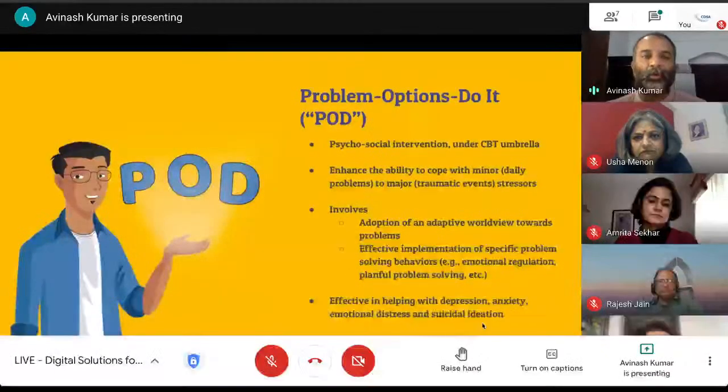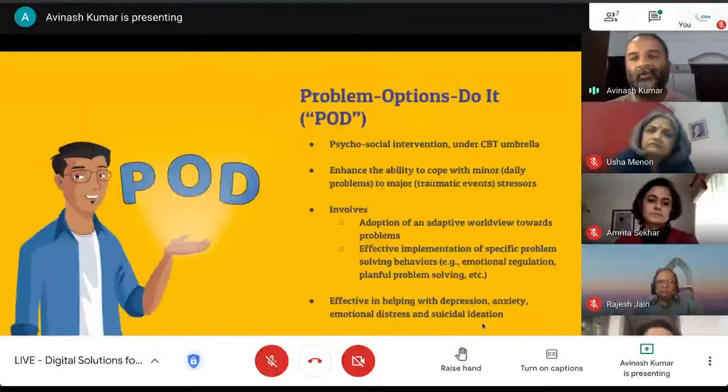So just a quick overview of the project. POD stands for Problems, Options, and Do It. It's essentially a psychosocial intervention under the broad umbrella of CBT. And our idea here is to create 4 or 5, and more right now in the testing, at least 4 to 5 different vignettes of school-going kids in India.